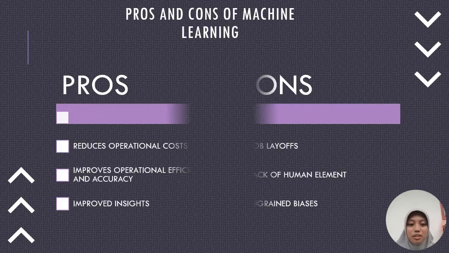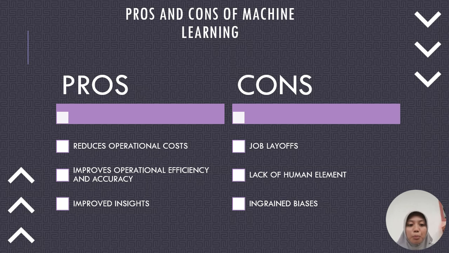All right, so pros and cons of machine learning is the last part of the PowerPoint. So here are the pros and cons. For pros, it reduces operational cost. For the second point, it improves operational efficiency and accuracy. And for the last one, it provides improved insights. And for the cons of using machine learning, there are job layoffs and lack of human element as well as ingrained biases.